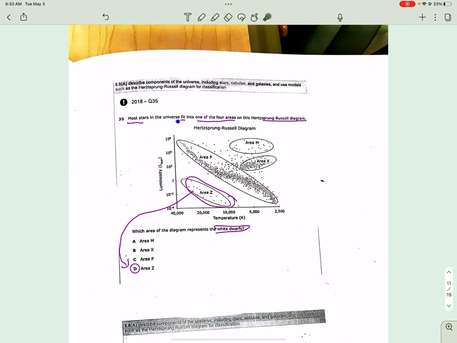Most stars in the universe fit into one of 4 areas on the HR diagram. Which area of the diagram represents the white dwarfs? So then if we look right here, this is where we're going to find the white dwarfs. So it's going to be area Z. Remember that right here we have a range of colors when we're talking about the main sequence, but they're talking about the dwarfs. These are not dwarfs.